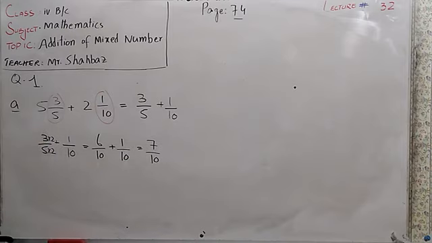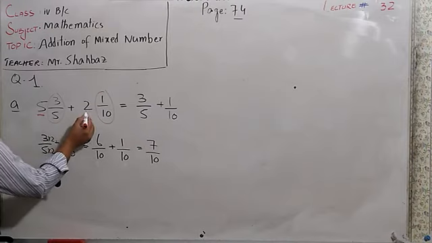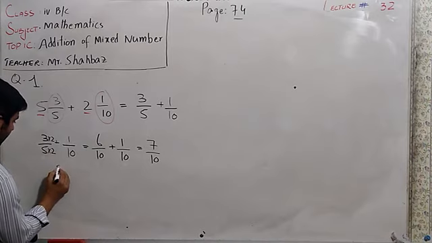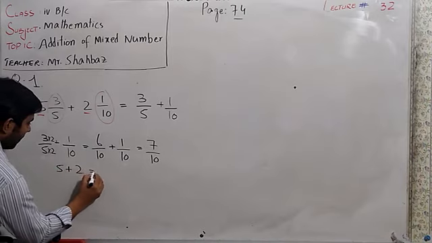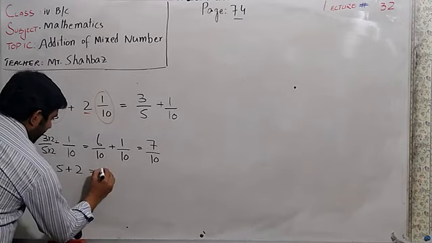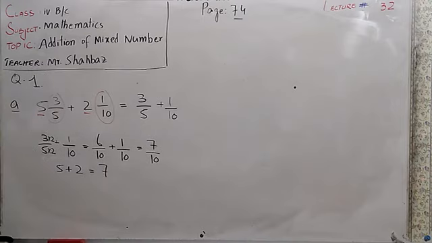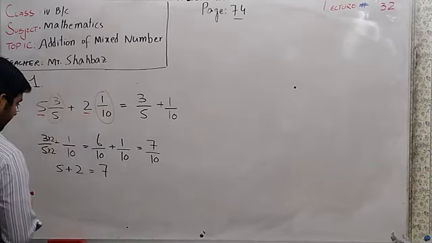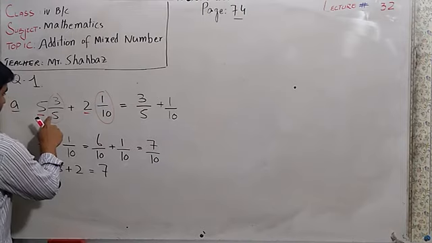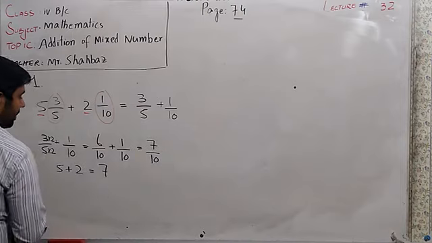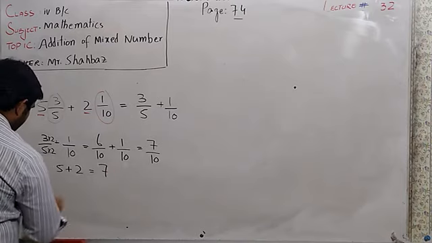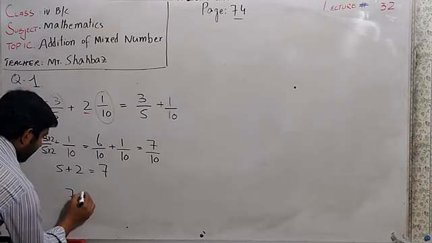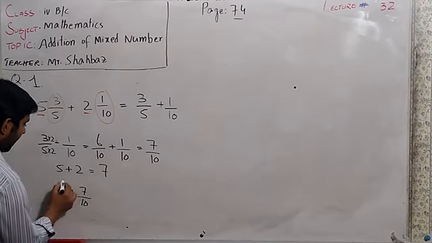Now we have 5 and 2. We have to add 5 plus 2, which will be 7. Now we have to write our answer. The whole number is 7 and the fraction is 7 over 10. This is your answer.